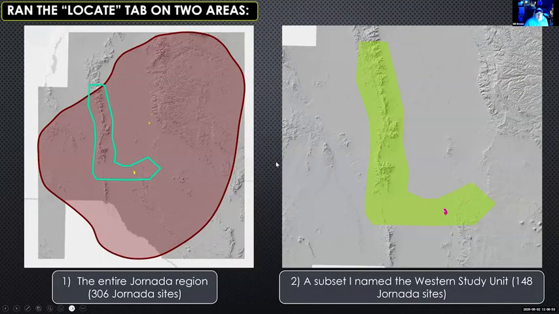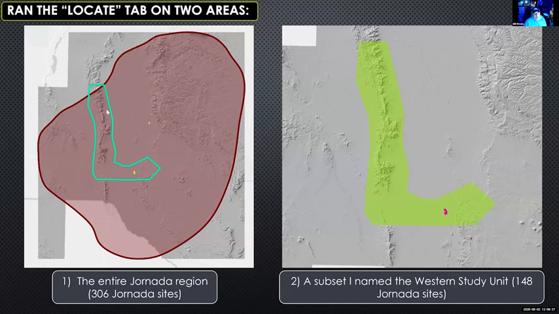Now in Suitability Modeler, what it does is it creates regions of ranked suitability across a landscape, and it gives you the option to choose the area you want to look at. So this red here on the left is the entire Jornada region, and I came up with an idea. I'm not sure if it makes sense or not, but I carved out a little subunit, because it looked like the sites were bimodally distributed in the alluvial fans of these two mountains right here.